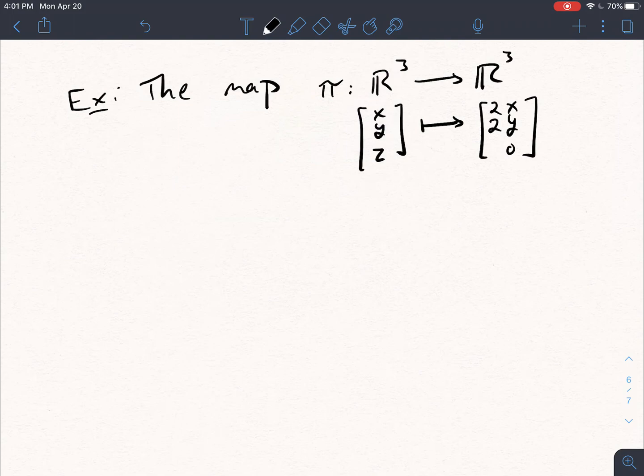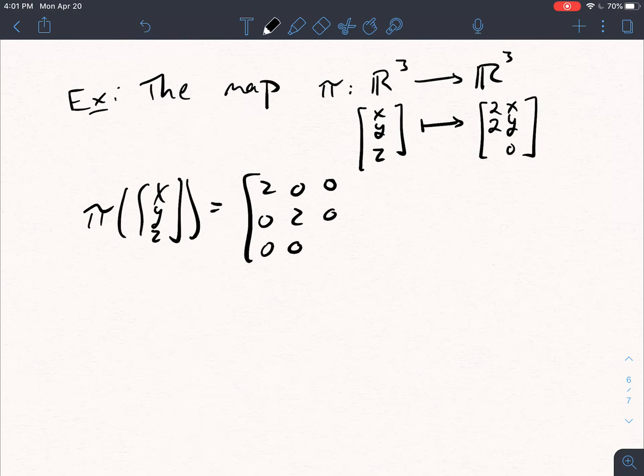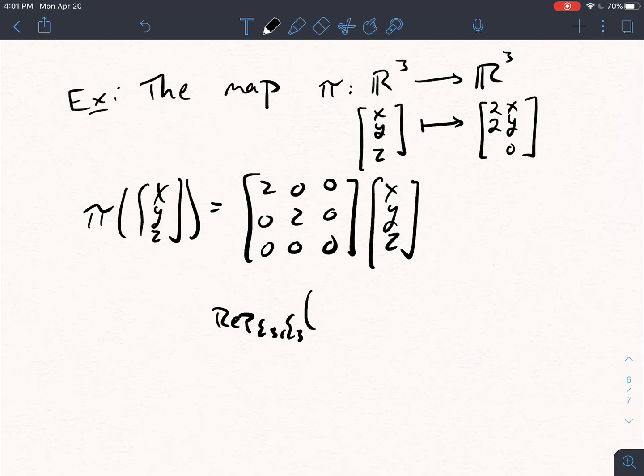Maybe I want to bring this up a little bit. Doesn't matter. So here's the map that we talked about in the beginning of this section, but I didn't do much more with it. So pi from R3 to R3 sends (x, y, z) to (2x, 2y, 0). So pi of (x, y, z) is equal to this matrix with 2s and a 0 along the diagonal times the vector (x, y, z). You could get this matrix by looking for the representation of the map pi with respect to E3 and E3, and then finding this map representation the same way that we've been doing.